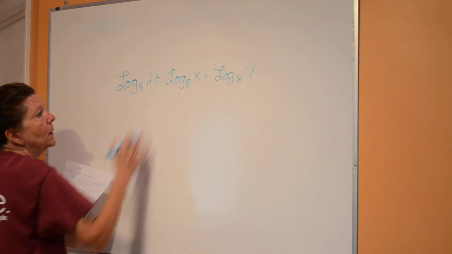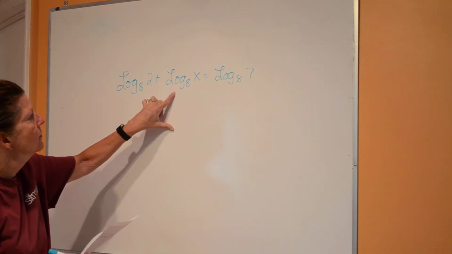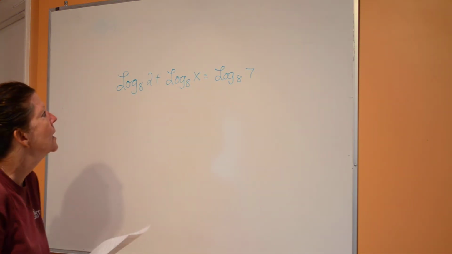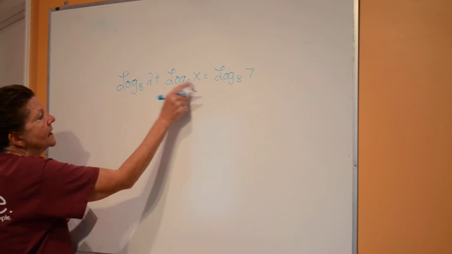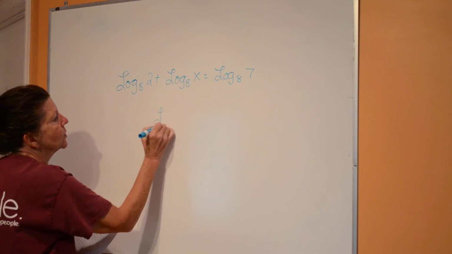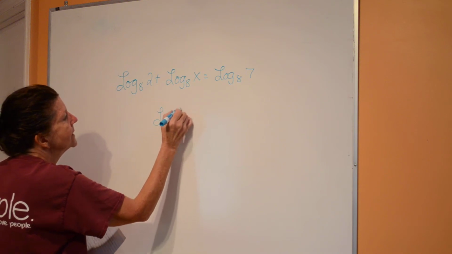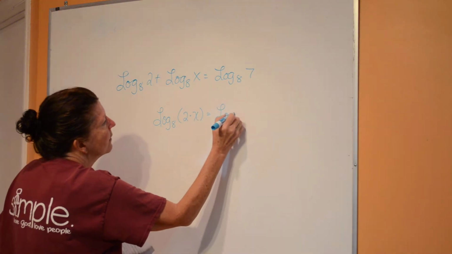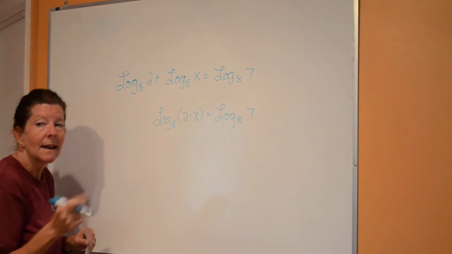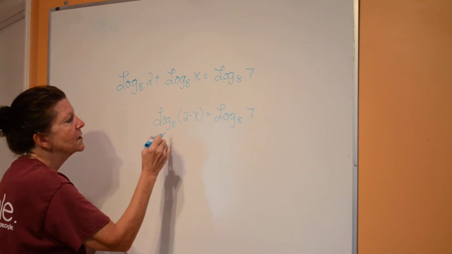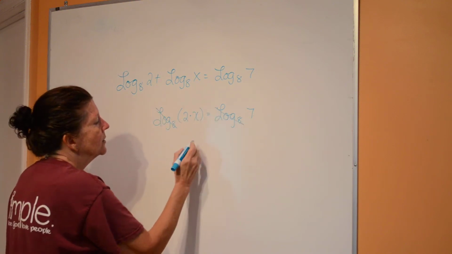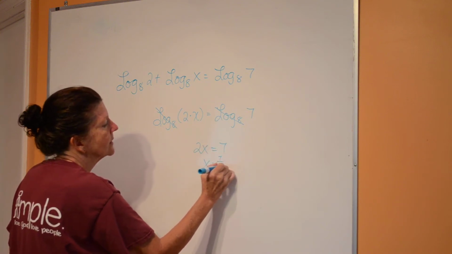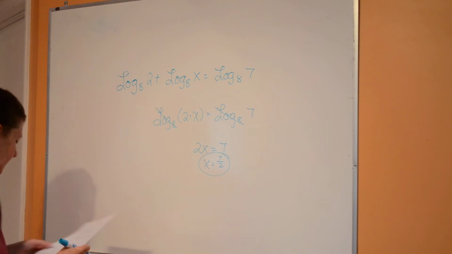All right, I can't get rid of the logarithms until I combine these two logarithms, because I can only have one log on each side, and it has to have the same base number to get rid of it. So we know that this is addition, which is the same as multiplication. So I can rewrite it as the log of base 8 of 2 times x is equal to the log of base 8 of 7. Now I can get rid of the logarithms. It's almost like I'm dividing through by the log of 8. So then I have 2x is equal to 7, or x is equal to 7 over 2. Let's do another one.